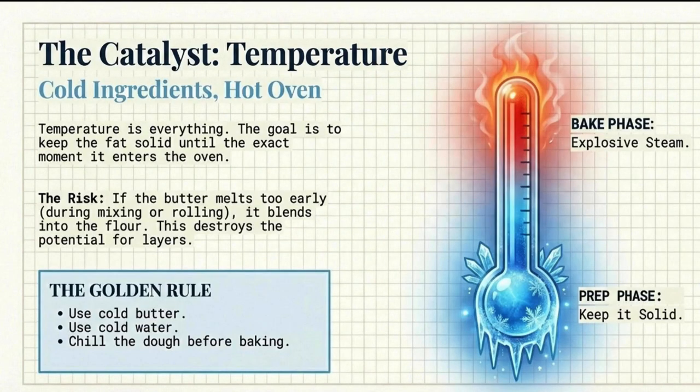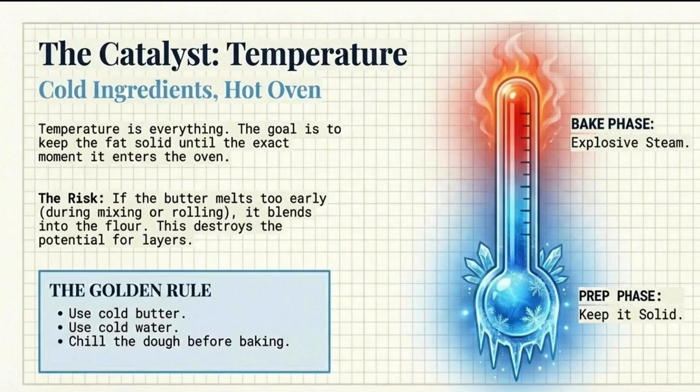The catalyst: temperature. Cold ingredients, hot oven. Temperature is everything. The goal is to keep the fat solid until the exact moment it enters the oven. The risk: if the butter melts too early, during mixing or rolling, it blends into the flour. This destroys the potential for layers.